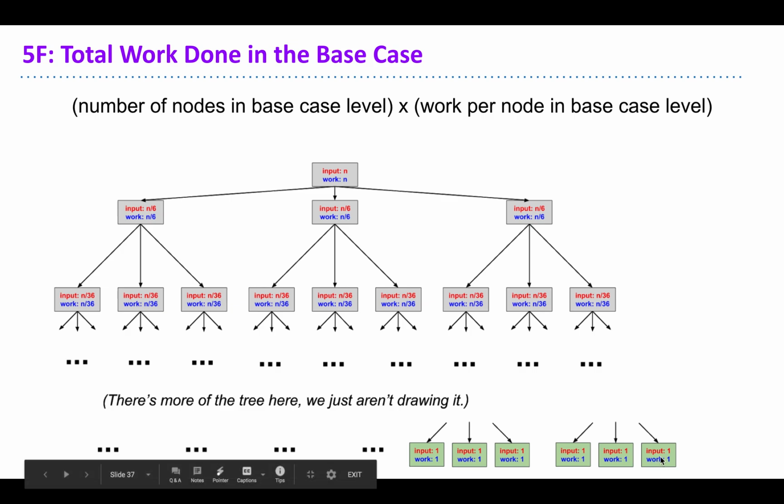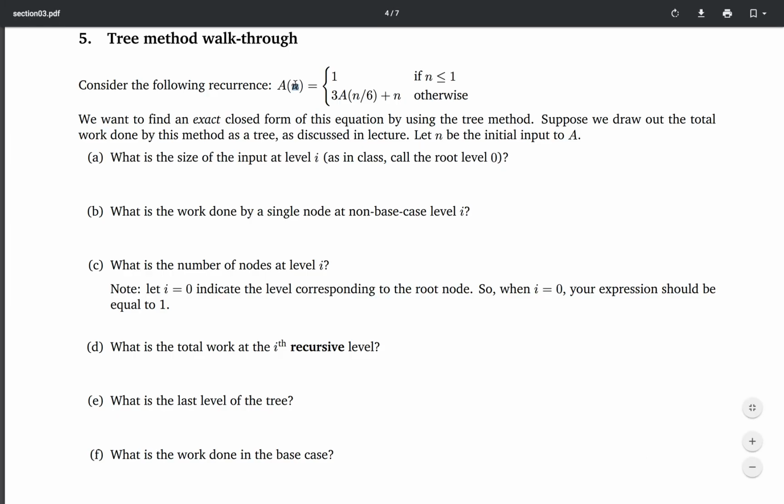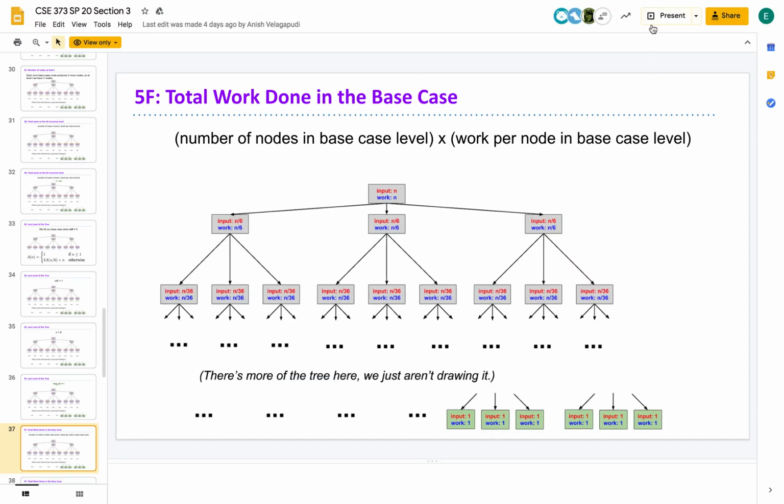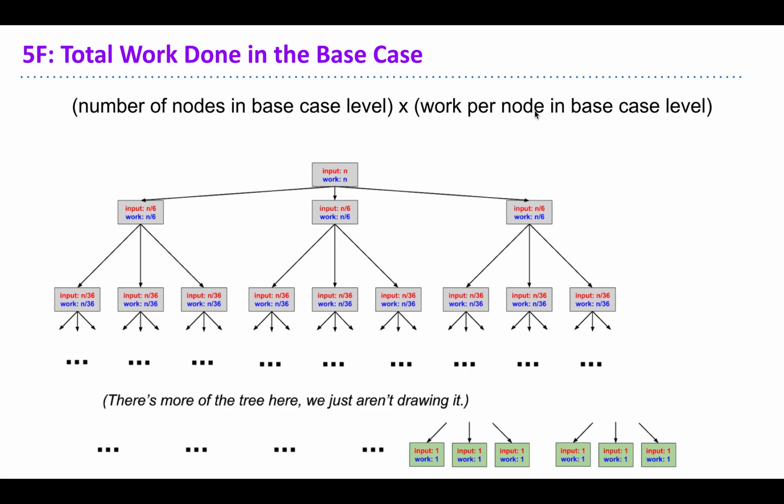If we look at the base case level, the work per node is just 1, right? Because I'm just doing a constant amount of work. Given an input of 1, I just do 1 work. So that's an easier way to start: the work per node in the base case level is just 1, so I would write down 1 here. Okay, that only leaves us to know the number of nodes in the base case level. And this is another tricky one. How do I know the number of nodes in the base case level? Well, what do we know? We know that the base case level is at log base 6 of n.